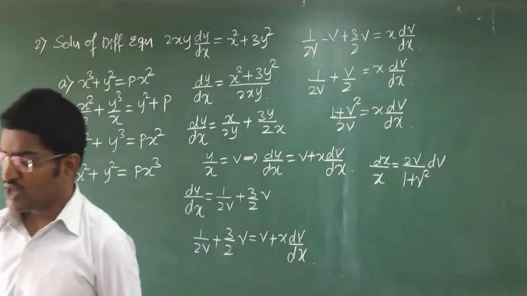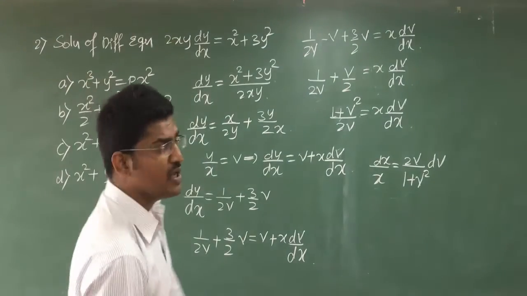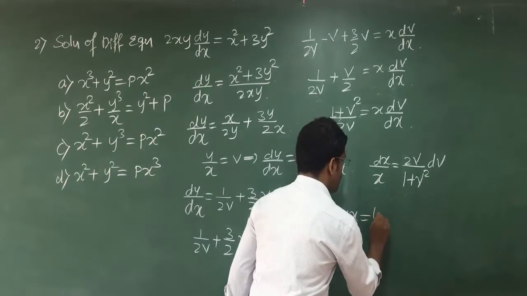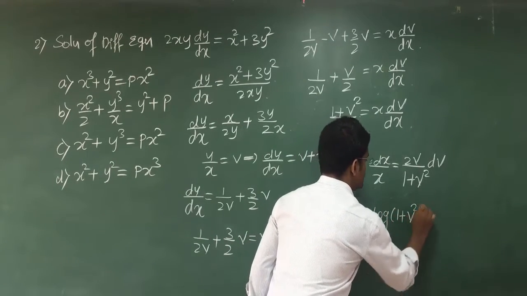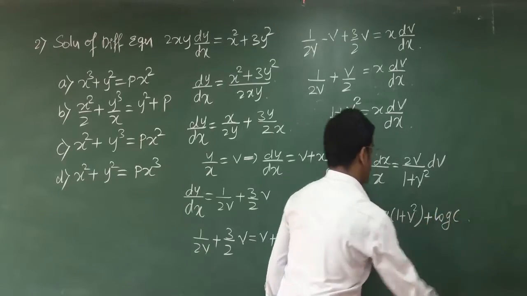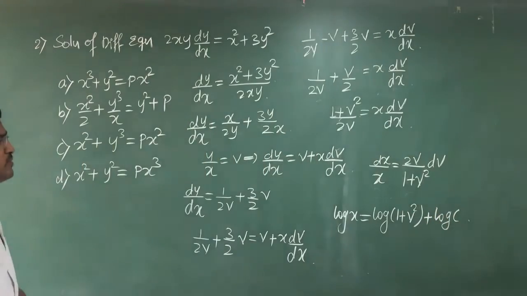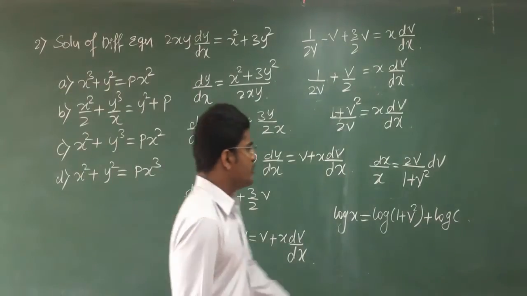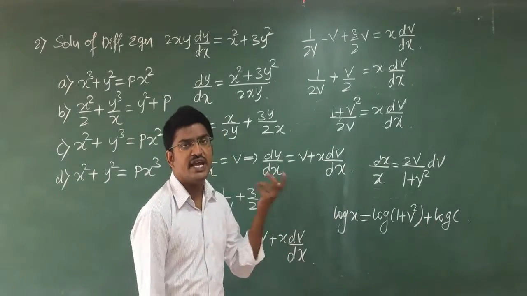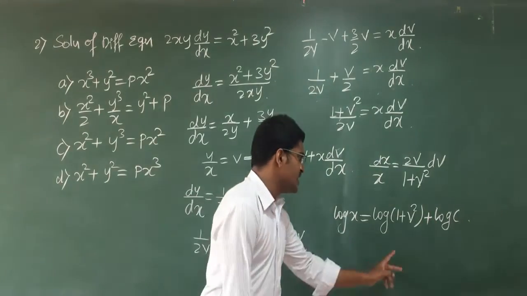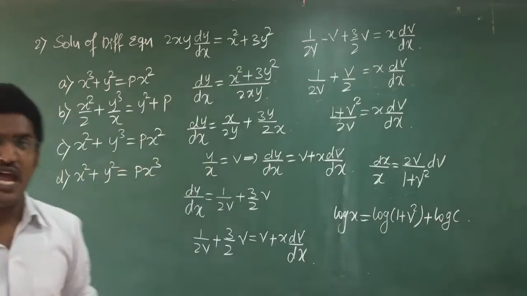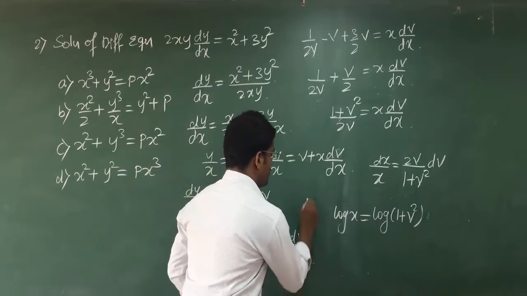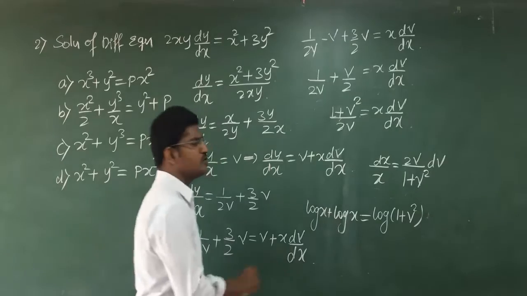Clear? So now you can integrate on both sides, so that it will be log x equal to log of 1 plus v square plus log c. It will be in the form of log x plus log of 1 plus v square plus log c. See here, plus log c can be multiplied here or on this side, no problem. Clear? So I will take plus log x on the other side, there is no problem.